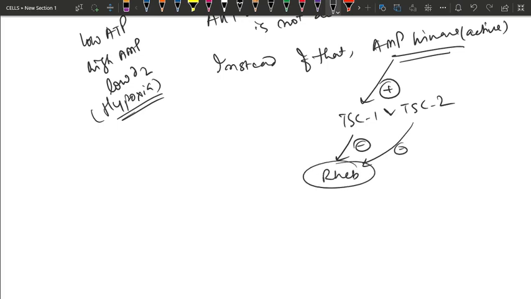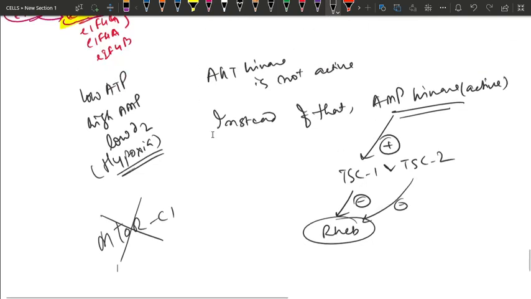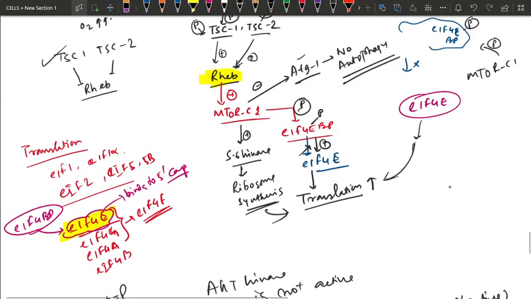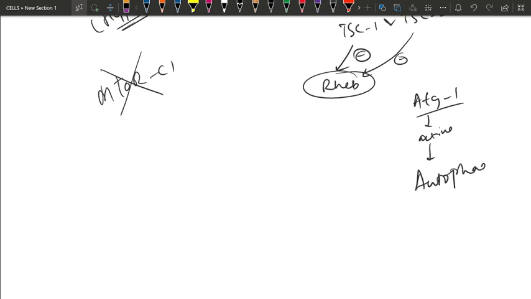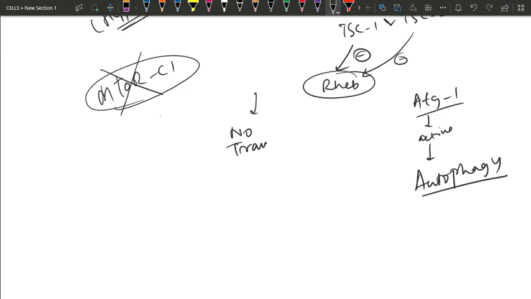And if Rheb protein is inhibited, then mTORC1 will not be formed. And if mTORC1 is not formed, there is no one to inhibit the ATG1. So as a result of that, ATG1 will be active and it will lead to autophagy. And also, as there is no mTORC1, there will be no translation.